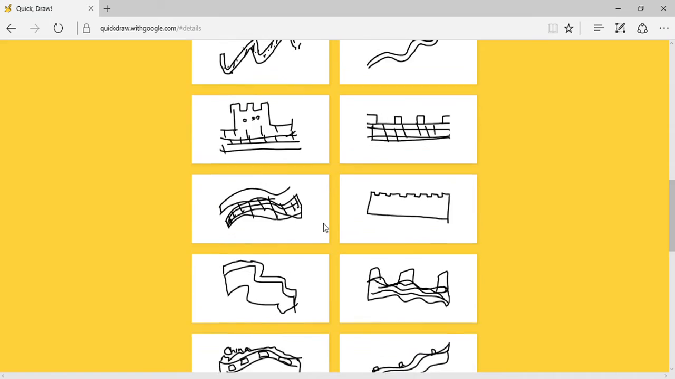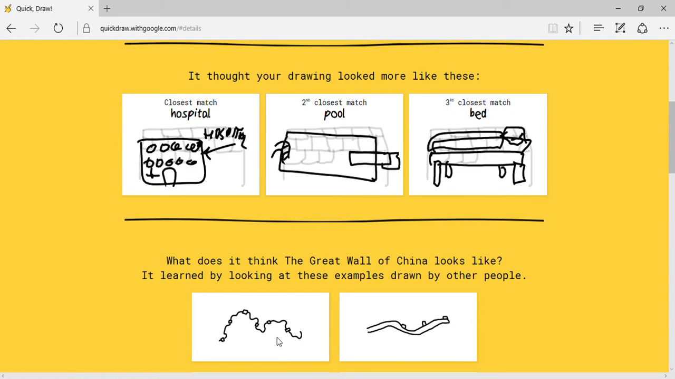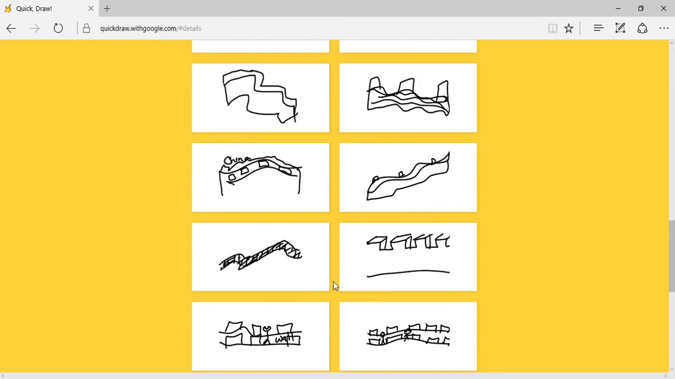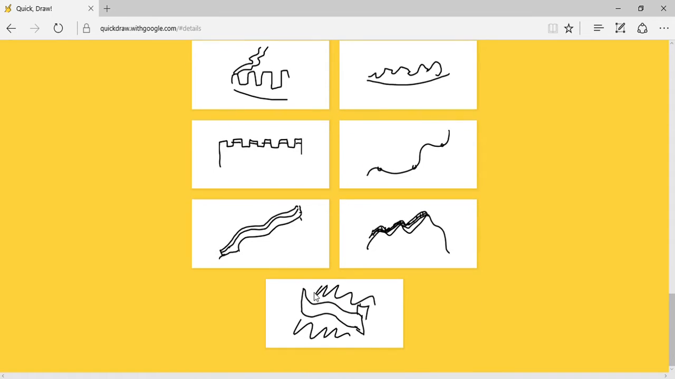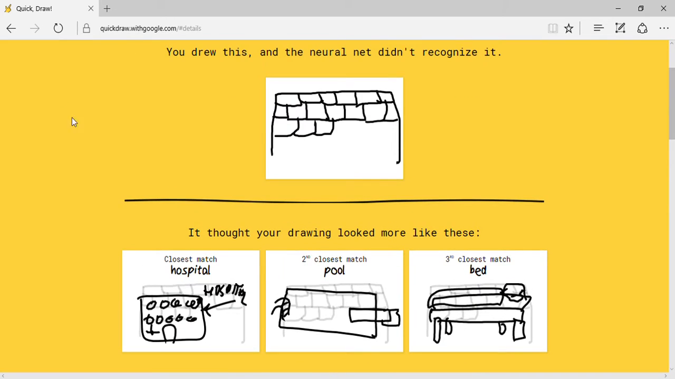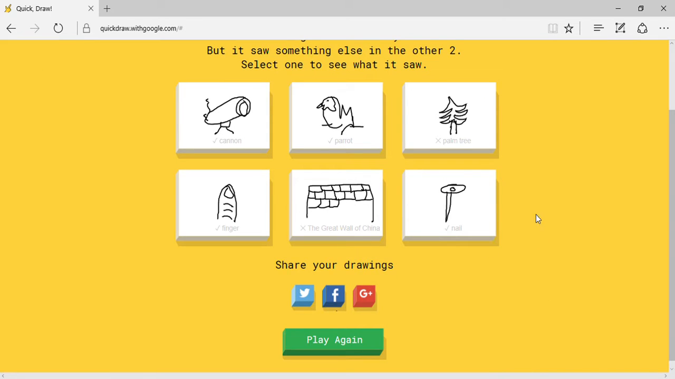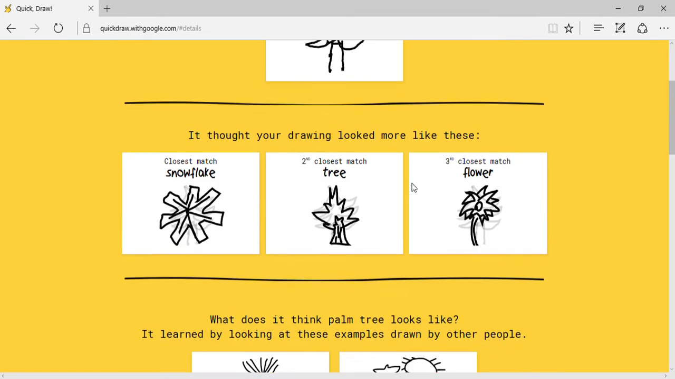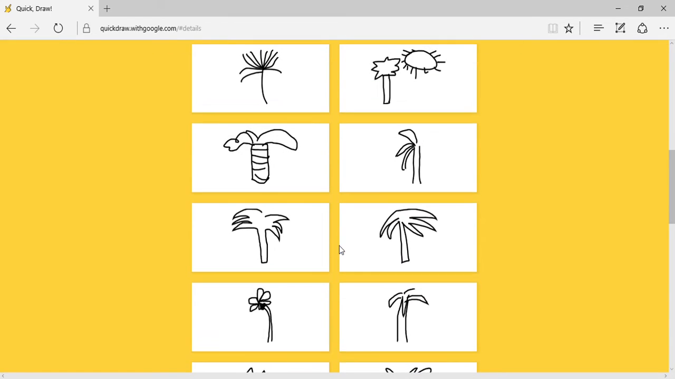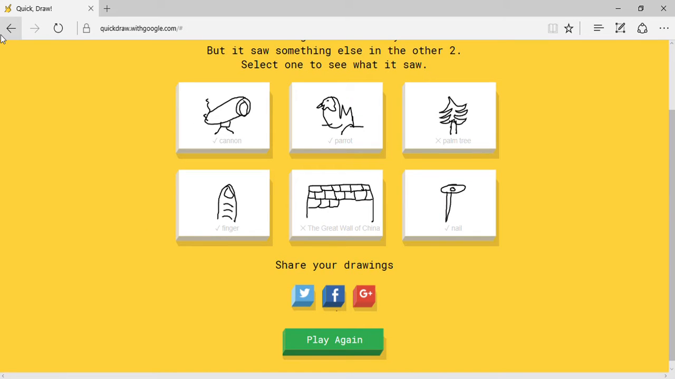I don't even know what the Great Wall of China looks like. So, what's that? What are those? It's like a wall. It's like a real wall. So, yeah. Go back. What else? Oh yeah, palm tree. You don't even know what a palm tree looks like. Wait. Oh, it's like those trees there.